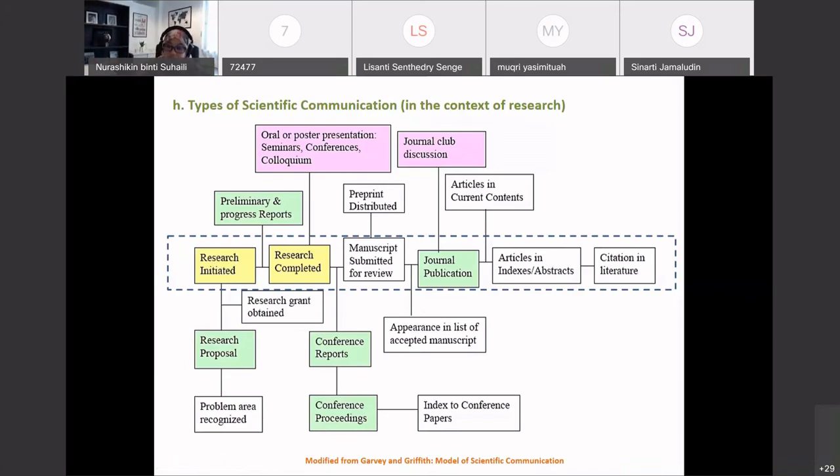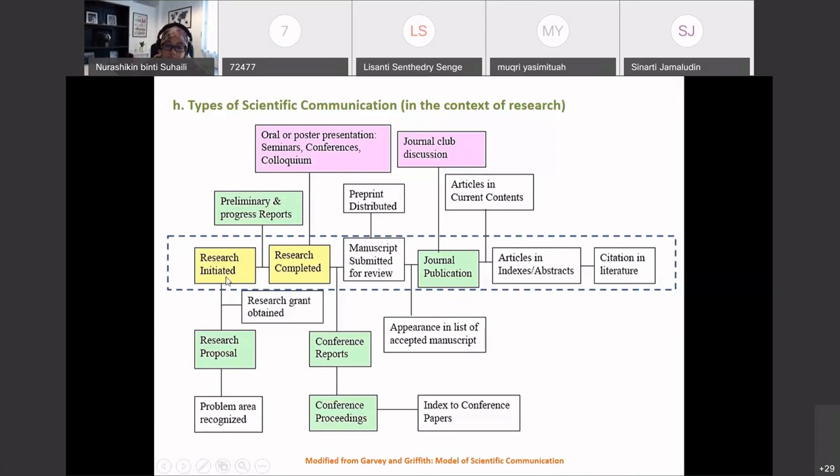So that's why we have to start a research. Okay? We have to initiate a research. So what is meant by we initiate a research? For example, later if you start FYP, you start the research from zero point. So you initiate the research. So what are the forms of communication that will come into place?